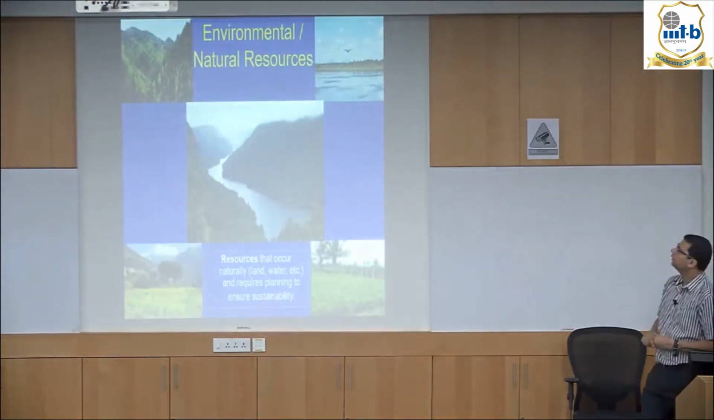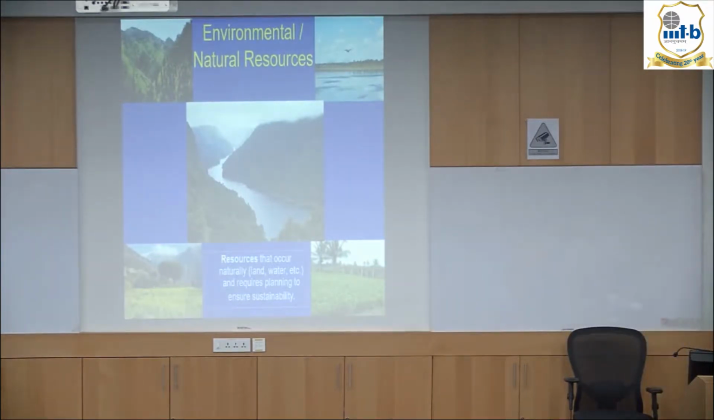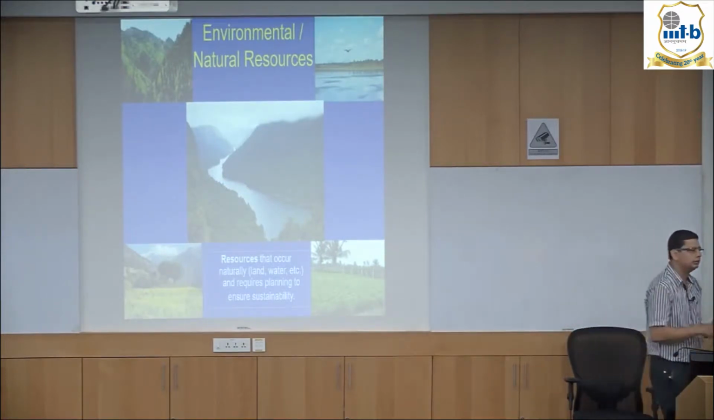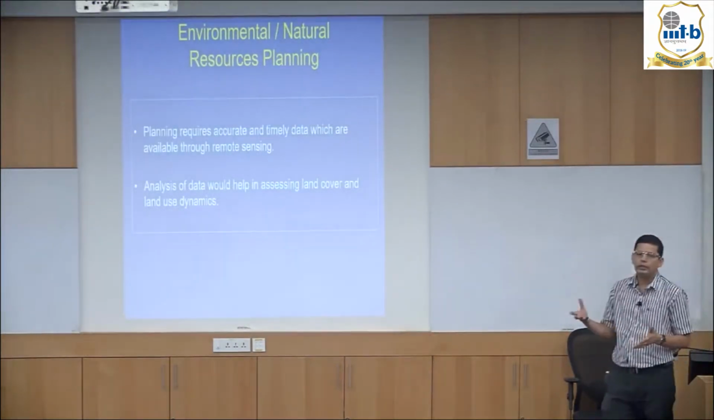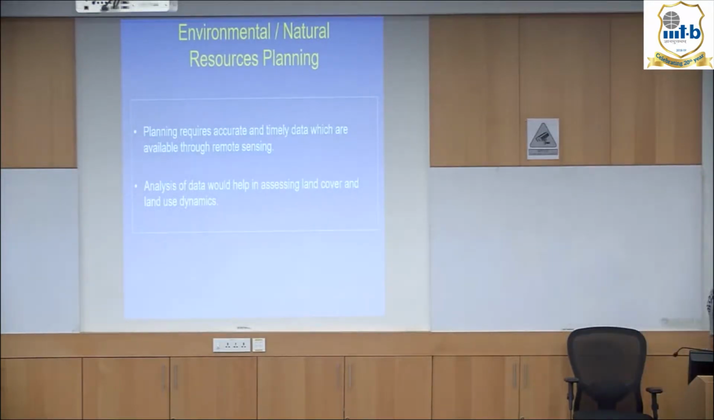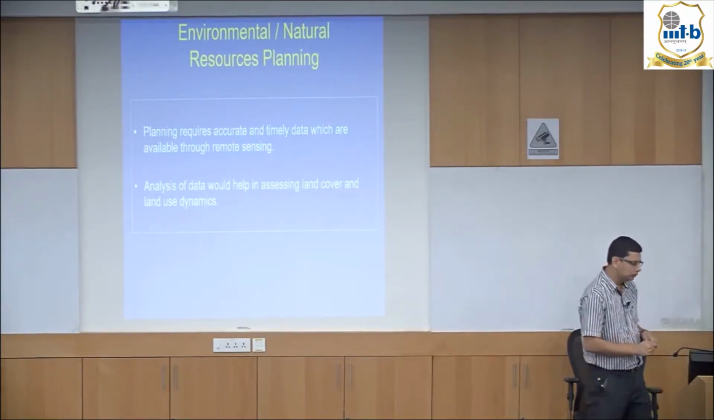So when we talk about natural resources, what are these resources? The resources that occur naturally, such as land, water, and which require planning to see that there is sustainability in the system. Planning requires accurate and timely data, and remote sensing is one of the ways to acquire this timely data to monitor the changes happening on the earth. Analysis of this data would help us in land use and land cover dynamics analysis, and this has also been assumed to be one of the very important topics by all major global space agencies, including ISRO, European Space Agency, Japan Space Agency, and so on.